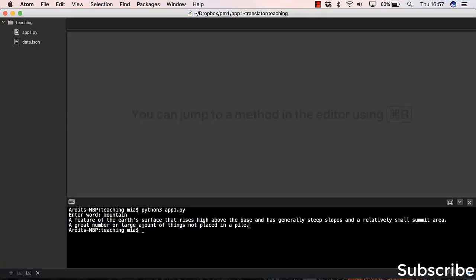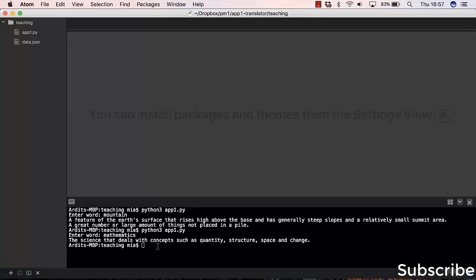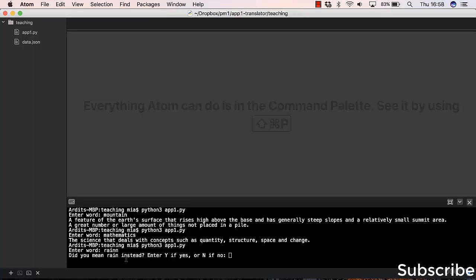pile. Anyway, there are words that have only one meaning, like mathematics, I hope, yeah. So you get only one definition for mathematics. But also, the program has other features as well, such as, if you put rain with double N, so with an extra N, and press enter, the program, instead of crashing, displays a message. It tells you, did you mean rain instead?